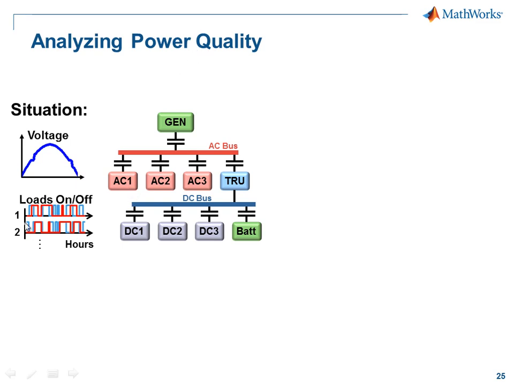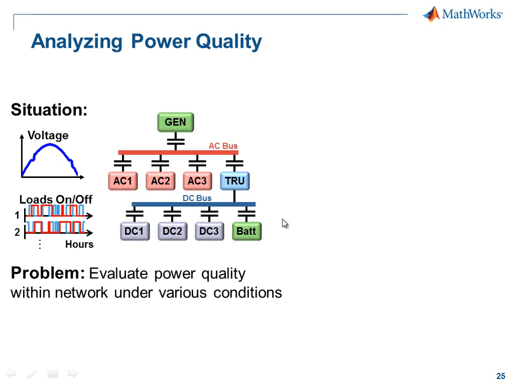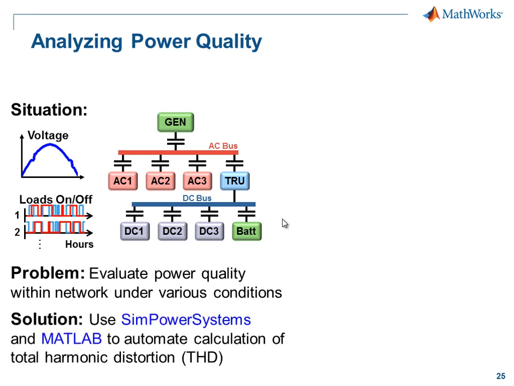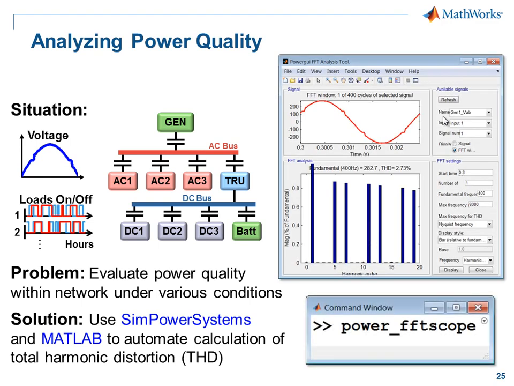These loads are disconnected and connected to the network at different times during a flight cycle. We want to analyze the power quality within the network under these various conditions. To do that, we're going to use MATLAB and SimPower Systems to automate the calculation of total harmonic distortion. We can perform this calculation interactively using a GUI or automate it using a MATLAB script.